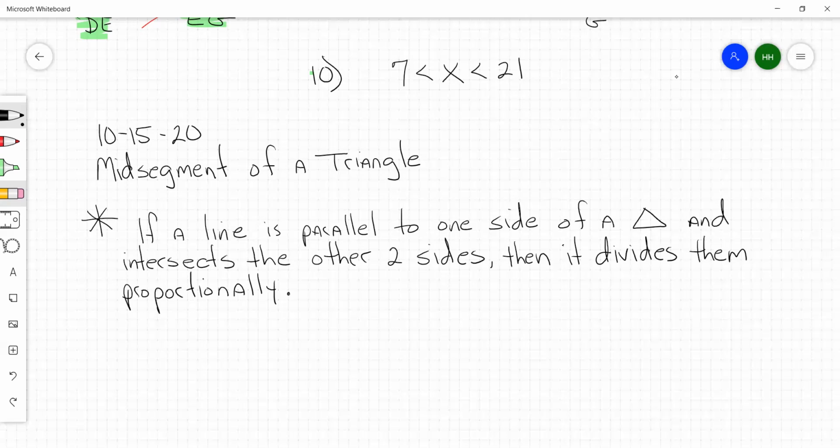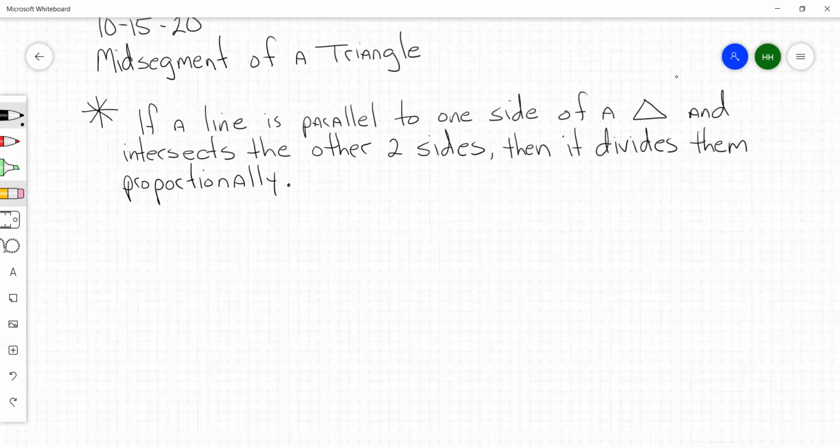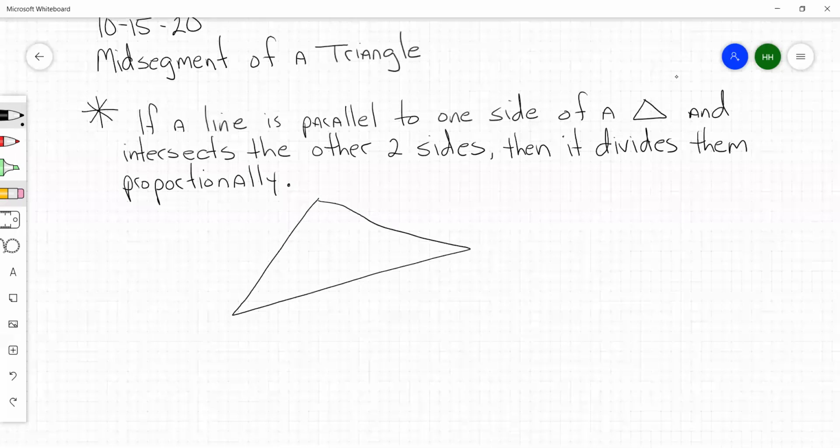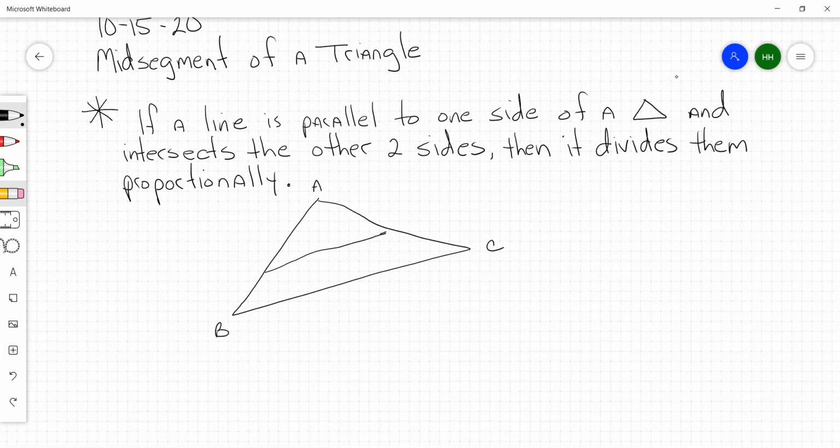If a line is parallel to one side of a triangle and intersects the other two sides, then it divides them proportionally. Here's what that means. If we got a triangle ABC, and a line parallel to one side, so let's put a line in here, then isn't DE parallel to BC?